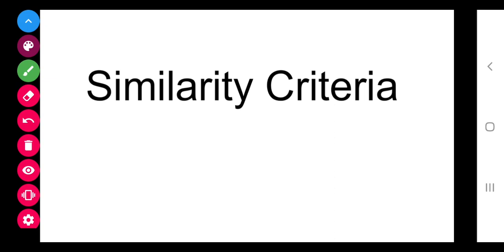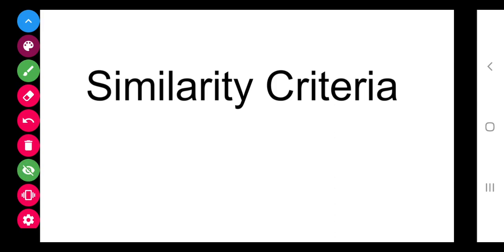Class, today we are going to start with the next exercise in chapter number 6, Triangles. Till now you have learned only one important concept, that is the BPT and similar figures. Now we are going to learn similarity criteria.